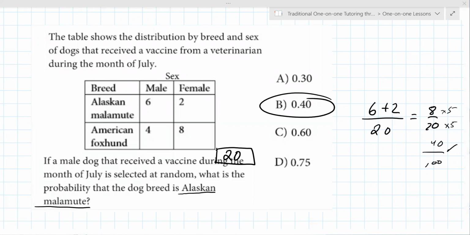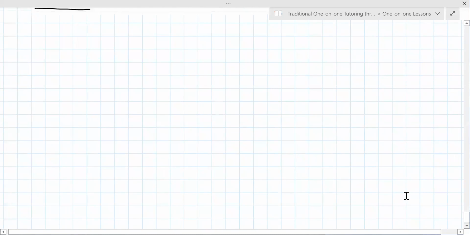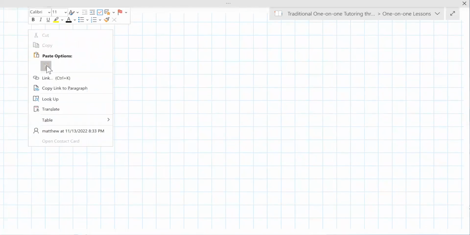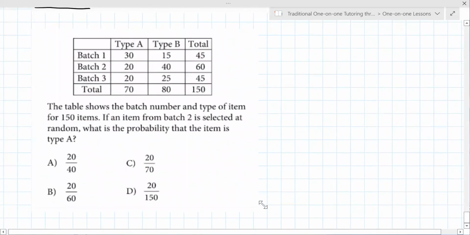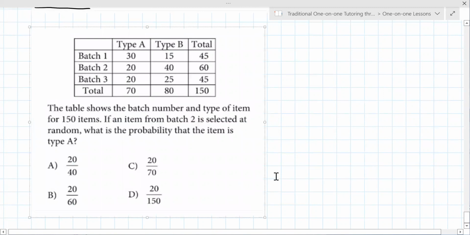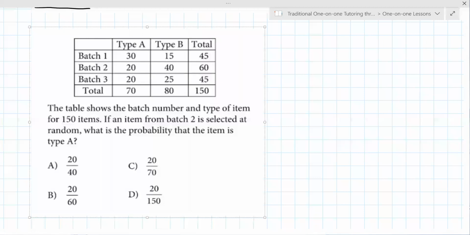All right, so let's have you try another one here. Are these difficult, by the way? Not really. Yeah, and you'll get a fair number of these table questions, so these are nice to see. All right, go ahead and work this one out, please.